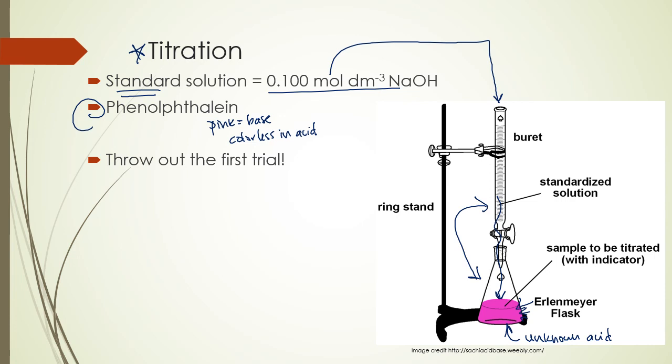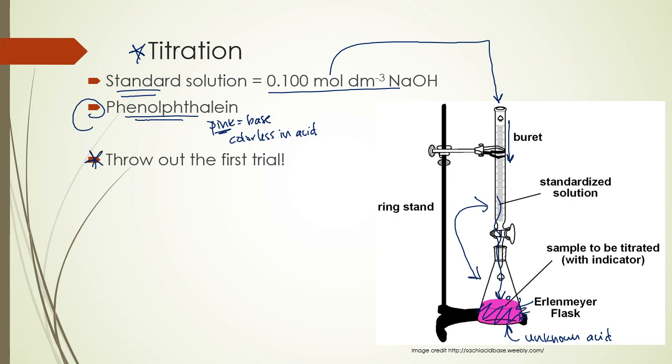At some point, all of the acid in here will have reacted. All of it will now be salt water. And that one next drop of base that we add will cause that phenolphthalein to turn pink. That's when we stop. Except most of the time, we probably go a little too far. We almost always add too much the first time that we run our burette. And so we usually throw out the first trial.